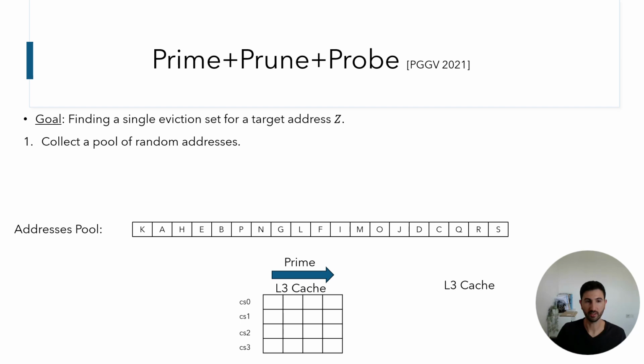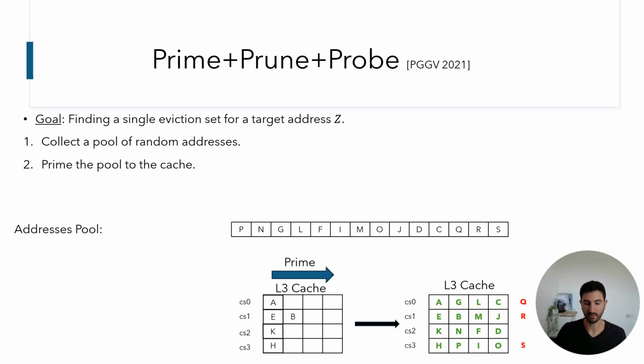Now, I'm going to explain the prime, prune, and probe algorithm, which was announced in 2021 by Prune et al. We will use some of the algorithm's concepts in the next few slides. The goal of the algorithm is to find a single eviction set for a given target address Z. The first phase is to collect a pool of random addresses. Next, we prime the pool of addresses into the cache. Some of the addresses are stored inside the cache, and some of the addresses remain in the RAM memory due to lack of space.